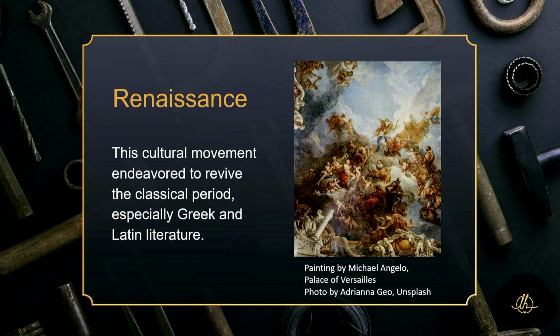Then something exciting happened called the Renaissance. This cultural movement endeavored to revive the classical period, especially Greek and Latin literature. We talked about the Renaissance before. They looked to the classical world and they wanted to learn art, literature, and philosophy from the ancients and bring them into the modern time. The Renaissance, as it turns out, was a restorationist movement.